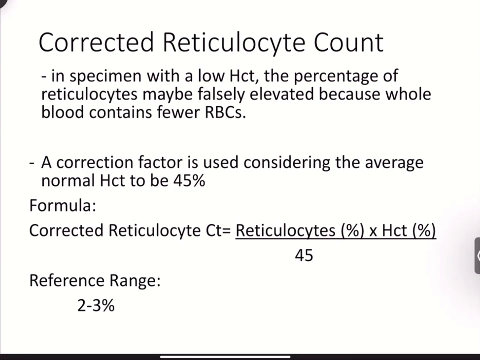How do we correct this? The normal formula for your corrected reticulocyte count is reticulocyte count in percent times hematocrit over 45. So, why over 45? Because we consider the average normal hematocrit to be 45%. The reference range is 2 to 3%.